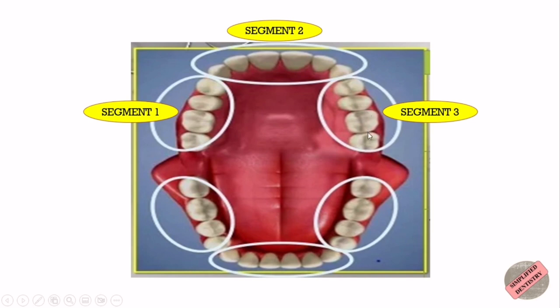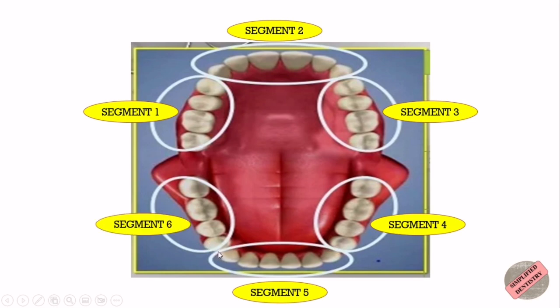In the same way, it is divided for the mandibular arch. Segment 4 is distal to the left cuspid on the mandibular arch, which means it contains the left mandibular premolars and first and second molar. Segment 5 is mesial to the right and left first bicuspid on the mandibular arch, which means it contains all the mandibular anterior teeth. And at last, segment 6 is distal to the right cuspid on the mandibular arch, which means it contains right mandibular premolars and first and second molars.